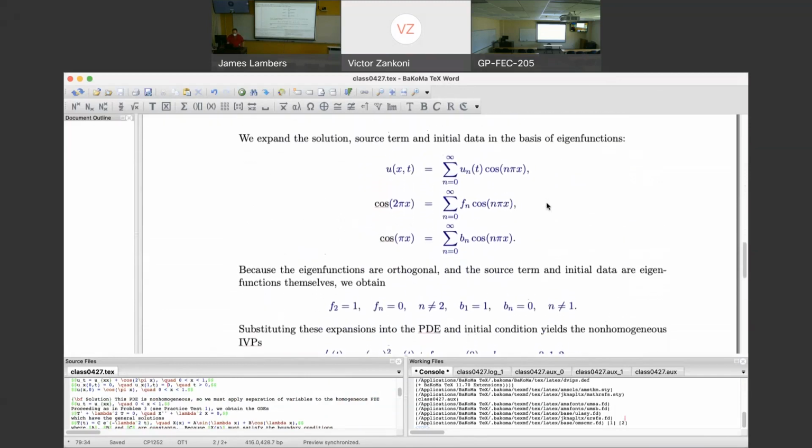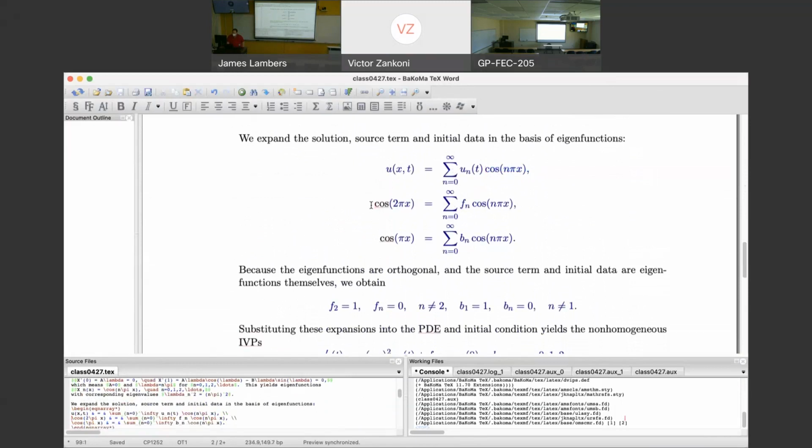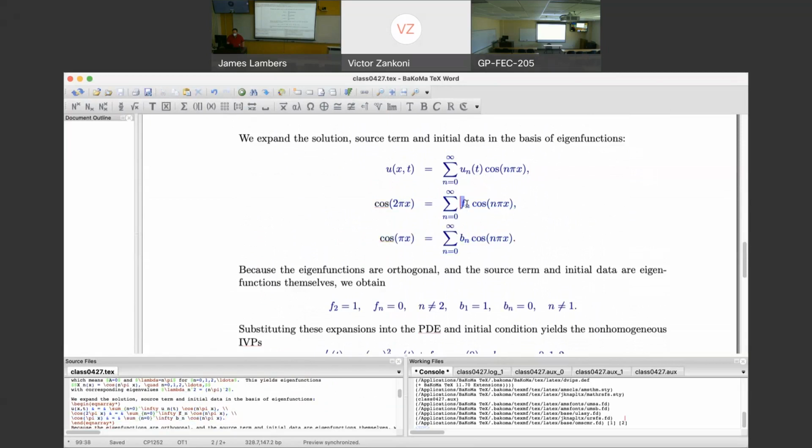Okay, so the other source term, determine the right functions to expand your solution in based on boundary conditions. Expansion of the source term, expansion of initial data. These contribute source terms to your ODEs, these contribute initial data to your ODEs.